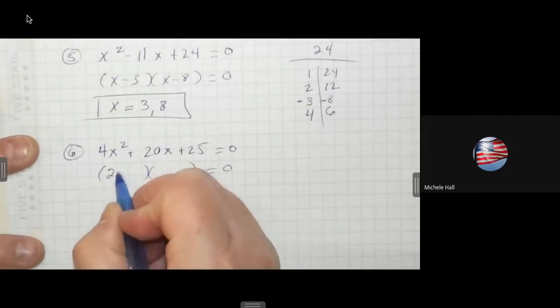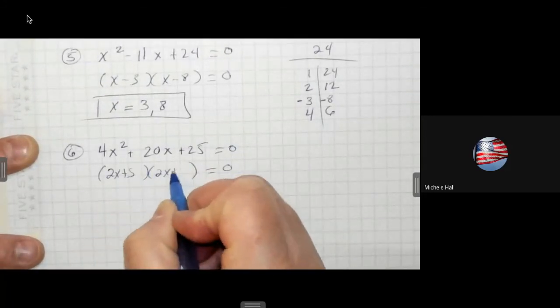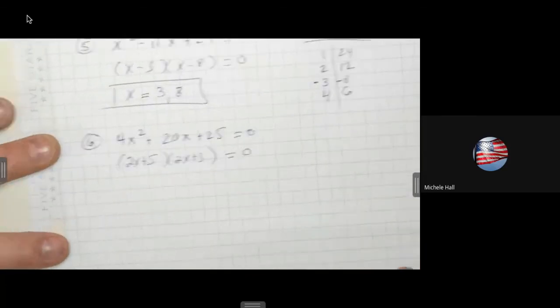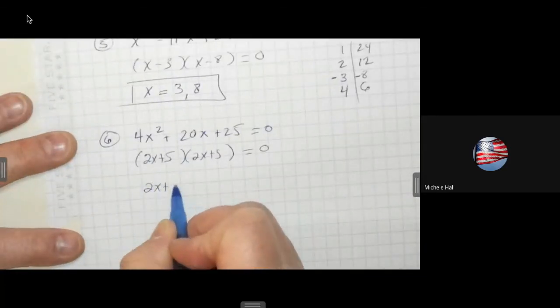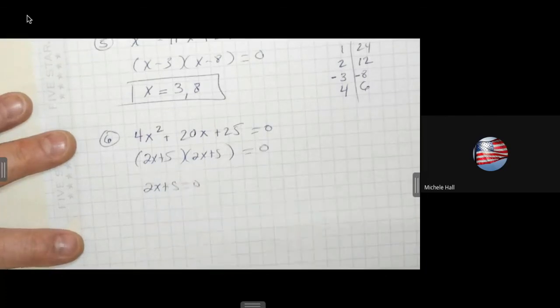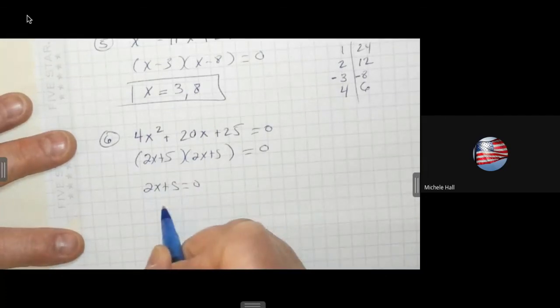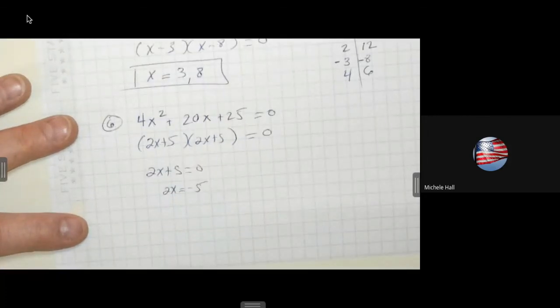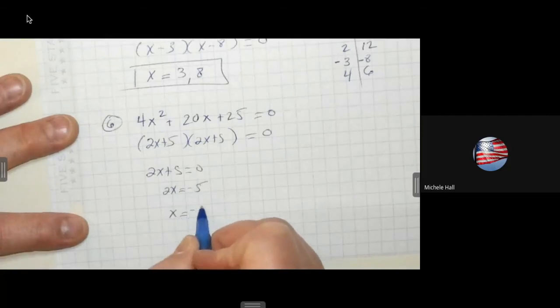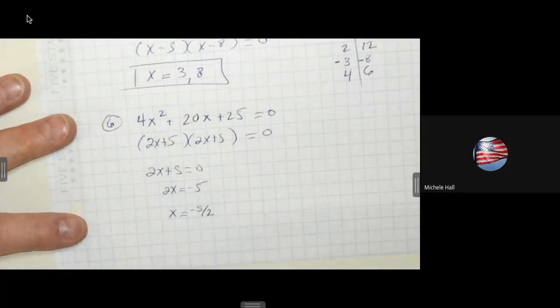So we have 2x plus 5, 2x plus 5, and I need to solve this. So 2x plus 5 equals 0. They're both the same, so I don't need to do it twice. Shift the 5 over, and I get 2x equals negative 5. Divide by 2, we get x equals negative 5 halves. So one of the x-intercepts is at negative 2.5. Actually, both of the x-intercepts are at negative 2.5 because we have the same factors.